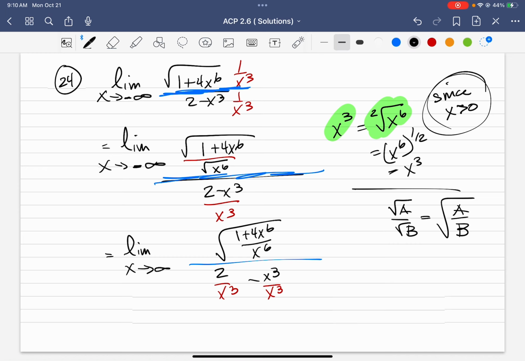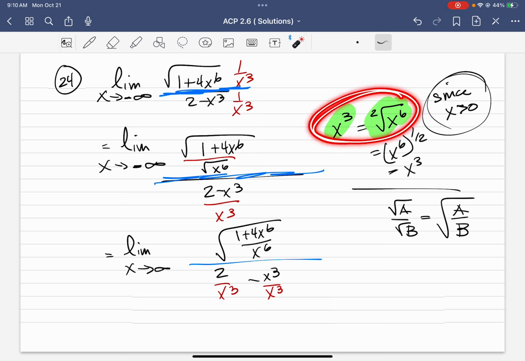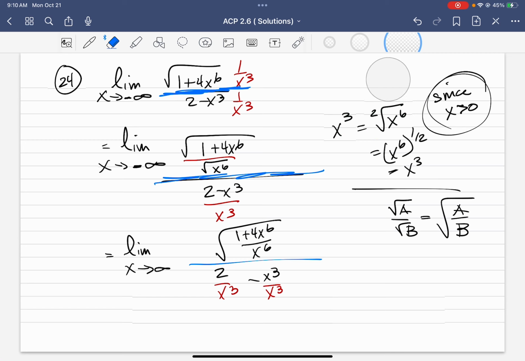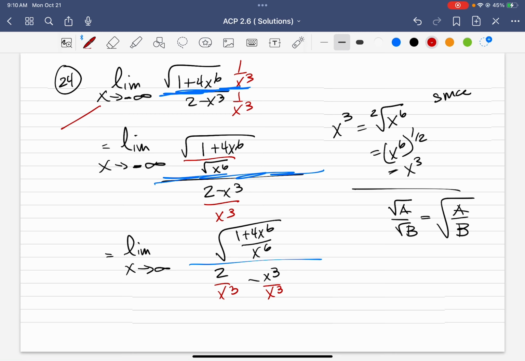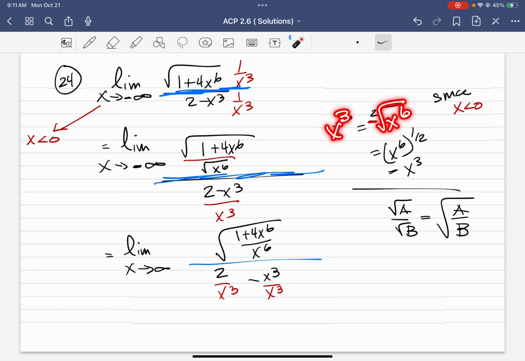Well, in this case, it turns out that if you're going towards negative infinity, these are not going to be exactly the same. If you're going out towards negative infinity, that is trying to tell you that your x's will all be negative. Well, since x is negative, x cubed and the square root of x to the 6th are not going to be exactly equal. They're going to be off by a negative. So if you ever want to replace x cubed with the square root of something, you must add this negative. You must introduce this other negative.